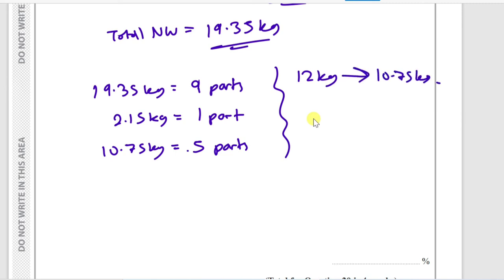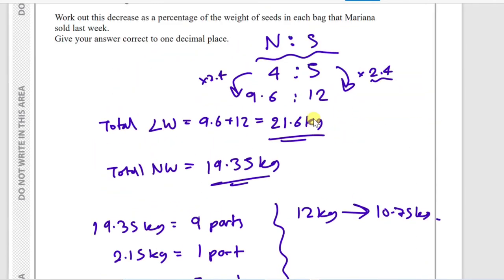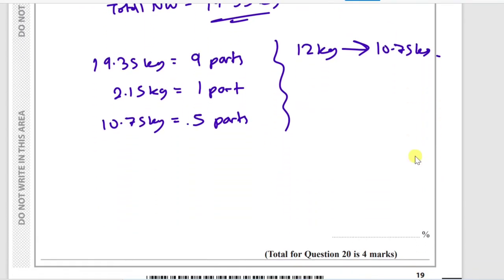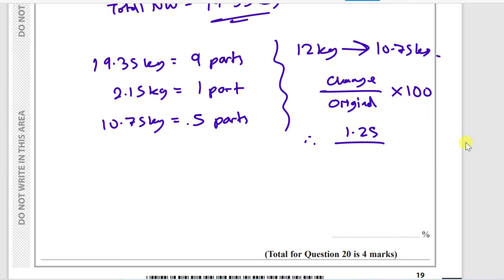So there's a very easy way to find the percentage decrease. They want us to work out the decrease as a percentage. The formula is like this. It's always known as the change over the original. That's how you work out percentage decrease. And then, of course, because it's a percentage, you have to times it by 100. So what is the change? Well, it went from 12 to 10.75. So let's subtract the numbers. 1.25 on the top line. And the original was 12 kg, right? So 12 goes here. And then you're going to times that by 100.